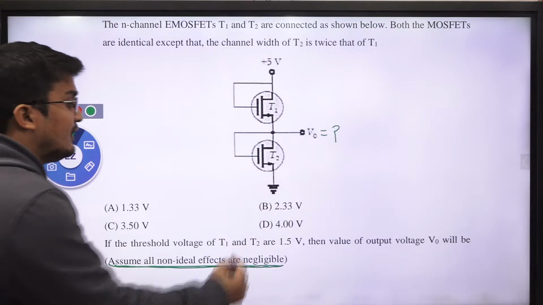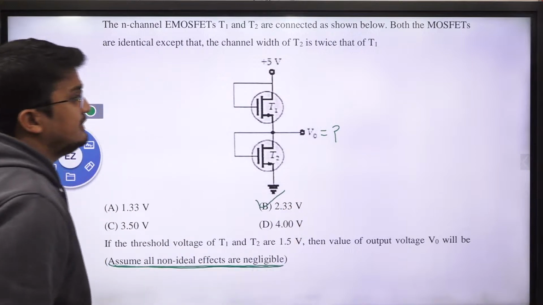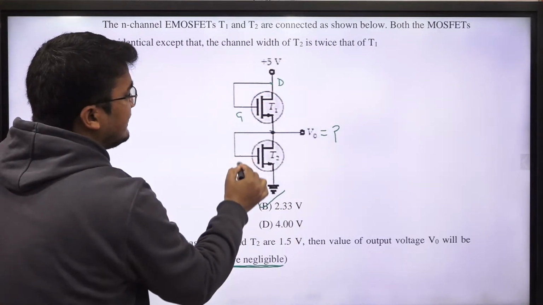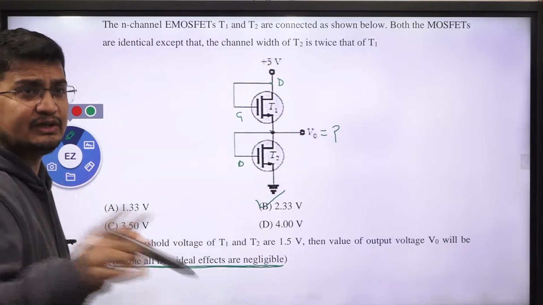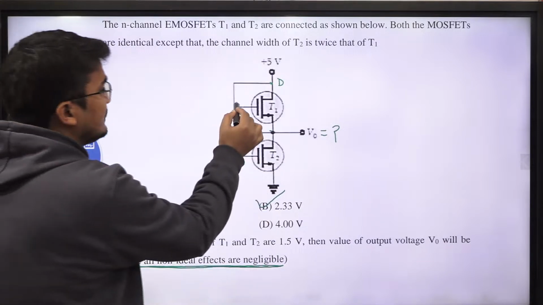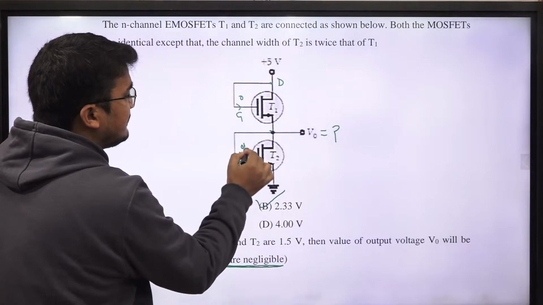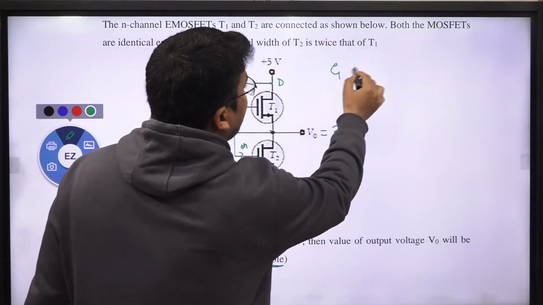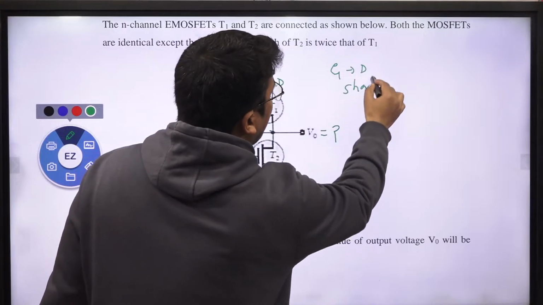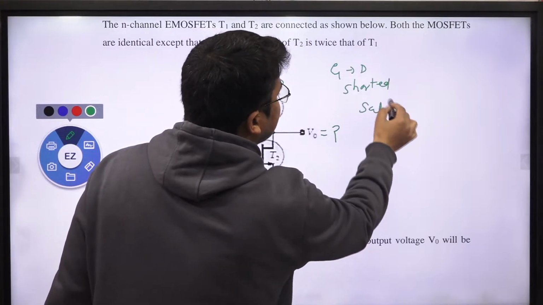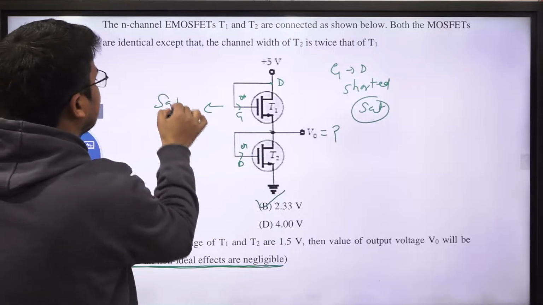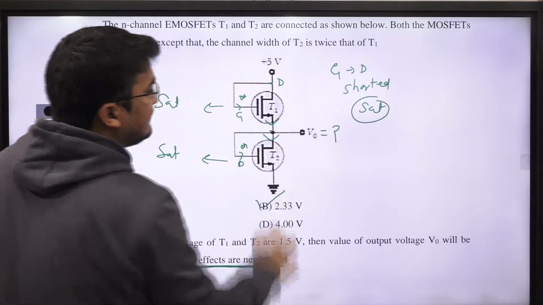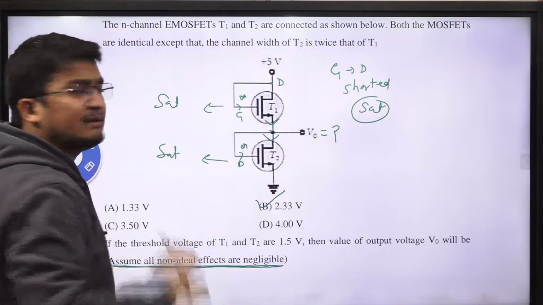So people, the answer for this will be 2.33. See, as you know, drain and gate are shorted, right? Let me give you a brief solution, then I will write the entire solution. So gate current is 0 ampere because gate is insulated, right? I always told you people, whenever gate and drain are shorted, it will always be in the saturation region. कौन से region में होता है भी? Sat region में. It means this is also in the saturation region. Means whatever current is here, the same current will go here. It means both are carrying the same current, right?